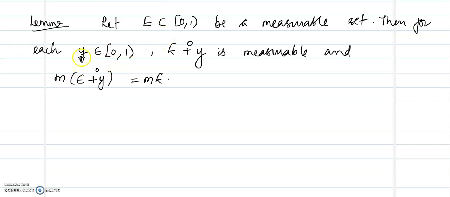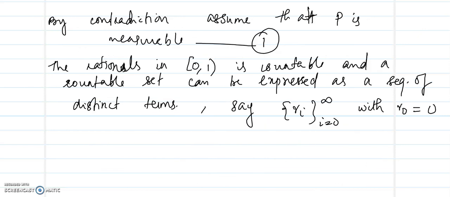Then let me take Ri, the sequence Ri that we just mentioned, belonging to closed 0, open 1. Then P plus P sum modulo 1 Ri will be measurable, and we can calculate its measure. So we will use this lemma over here.